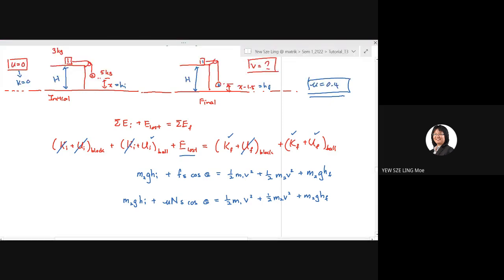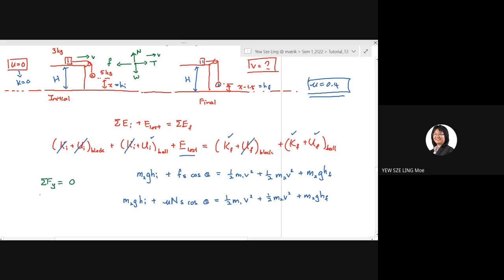So block 1 is moving along the horizontal component. The free body diagram for block 1 is like this. I have tension going to the right, friction going to the left, normal going up and weight going down. Velocity is going to the right, which means there's no motion along the y component. Therefore, we can apply Newton's first law to determine the value of N. So summation Fy equals 0.